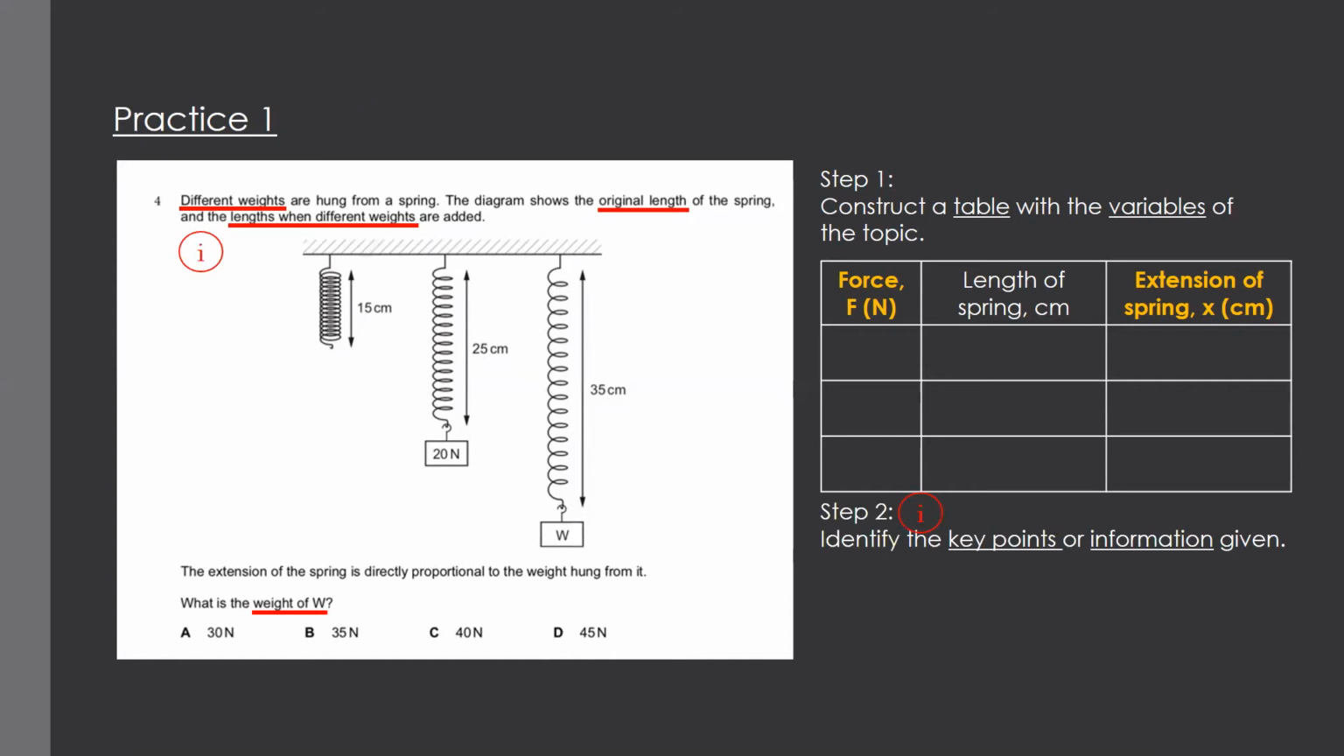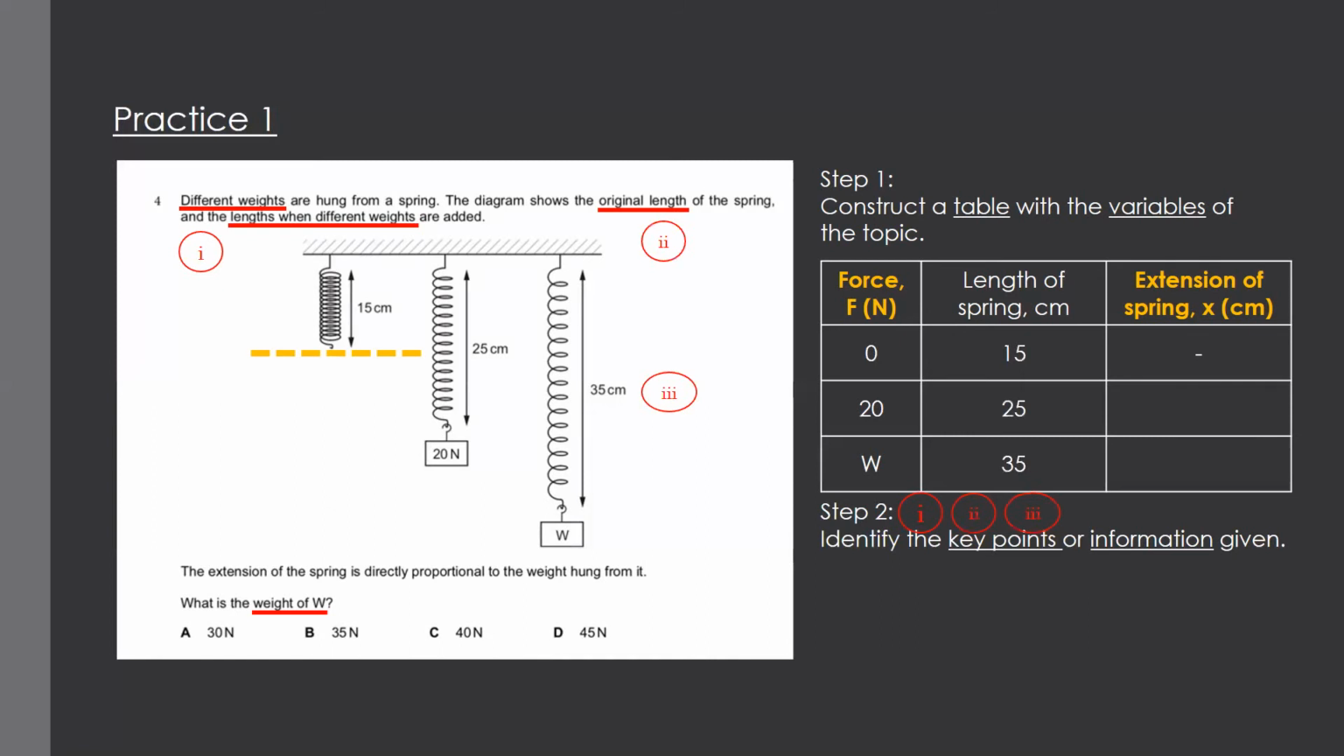So we now have identified the key points and information given. We insert the information into the table. Firstly, the force or weight, which are 0, 20, and unknown W. Then, we insert the original length, which is the length of the spring without any weight, 15 cm. No extension here. Next, the length of the spring with weight: 25 for 20 Newton and 35 for W.